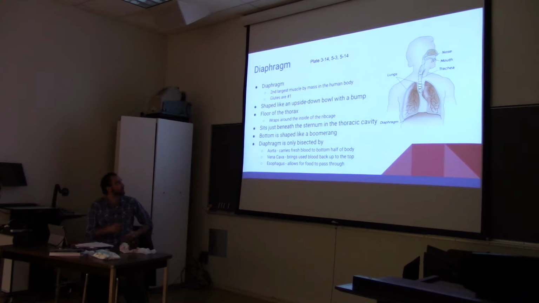It's just beneath the sternum, so if you feel where your sternum bone is, it's right here. Shaped like a boomerang, the diaphragm is only bisected by the aorta, vena cava, and esophagus. We talked about that. Everybody got this stuff? So if I ask you about the diaphragm, you can tell me these things: upside down bowl, floor of the thorax, what goes through it.